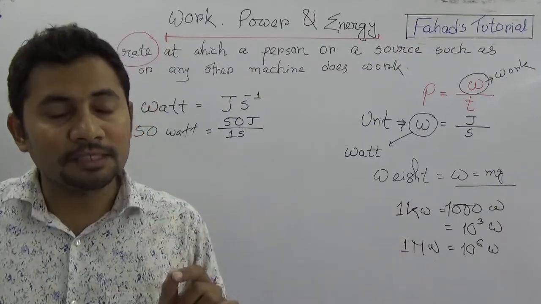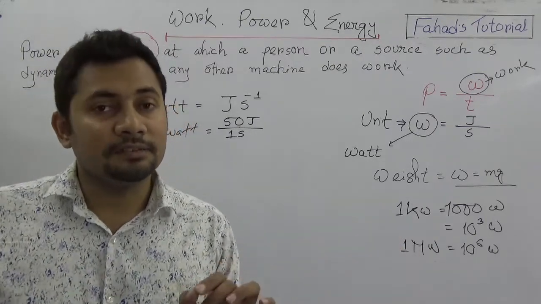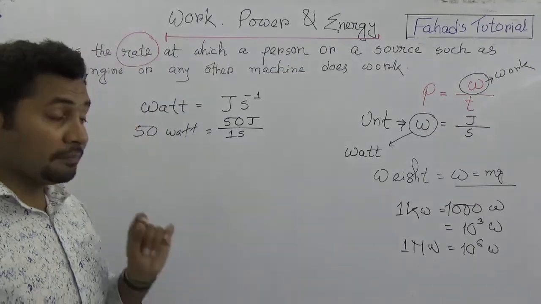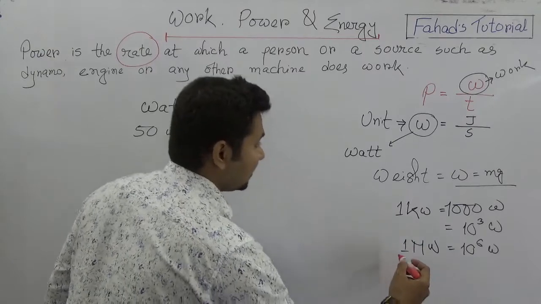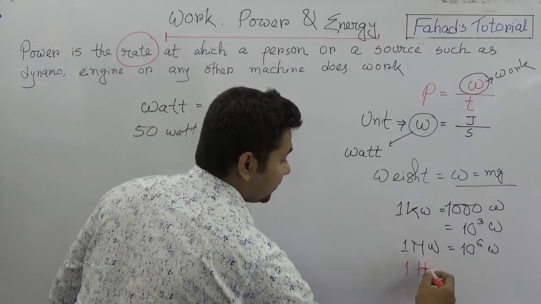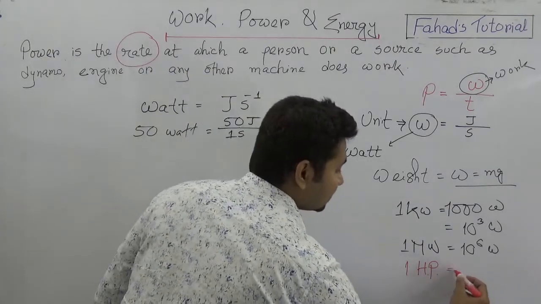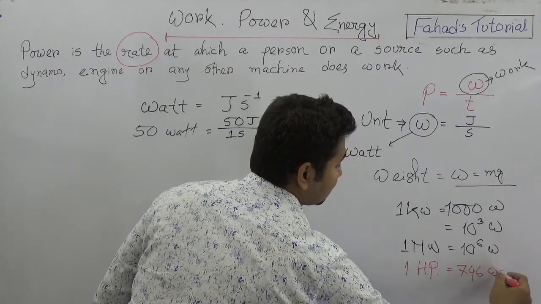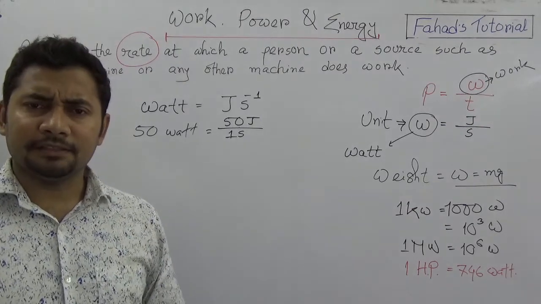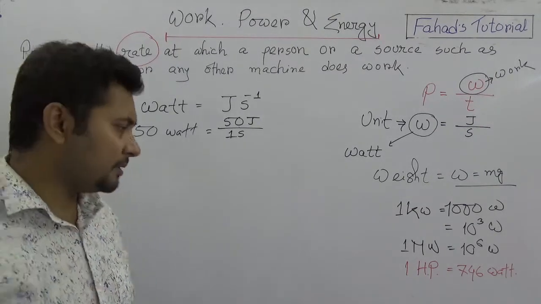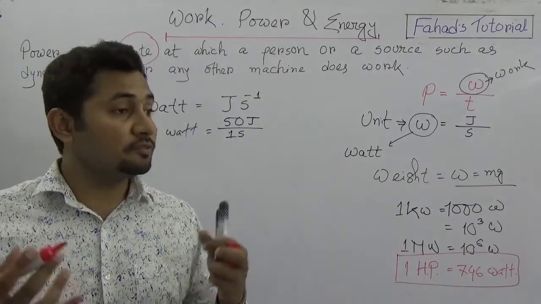In the case of kilo it would be 10 to the power 3, and in the case of mega it would be 10 to the power 6. But what is very important to understand is that 1 HP, that means horsepower, is 746 watt. That is very important to remember, because in some questions and mathematical problems you will have a 1 HP, 2 HP or 3 HP machine.